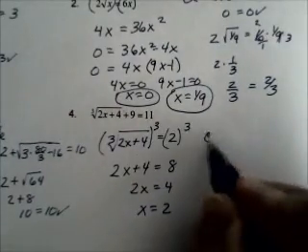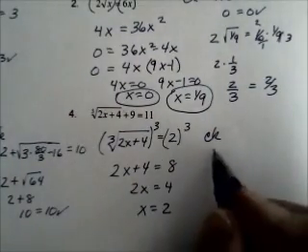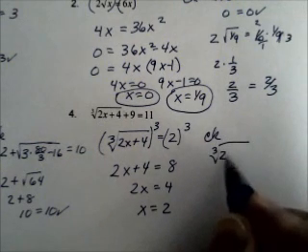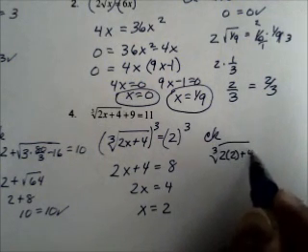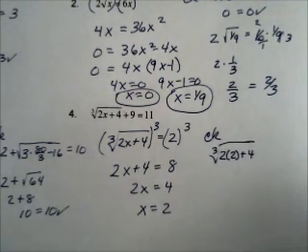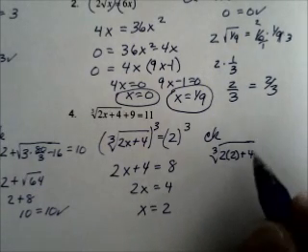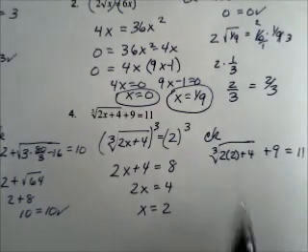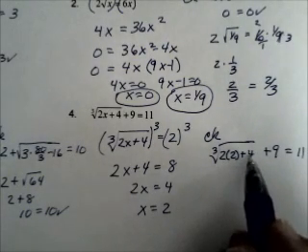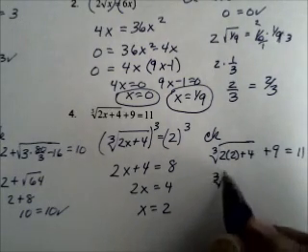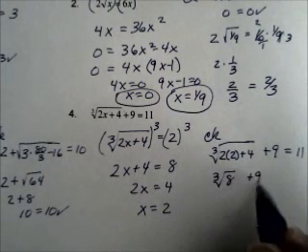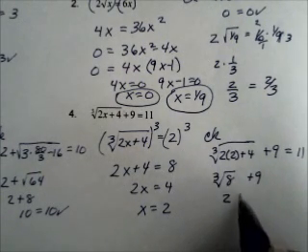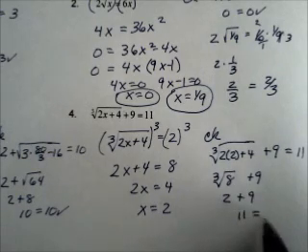Check. Back into the original. The cube root of 2 times 2 plus 4, that's still under the cube root, plus 9, does that equal 11? 2 times 2 is 4, plus 4 is 8. The cube root of 8 is 2. 2 plus 9 is 11. 11 equals 11.